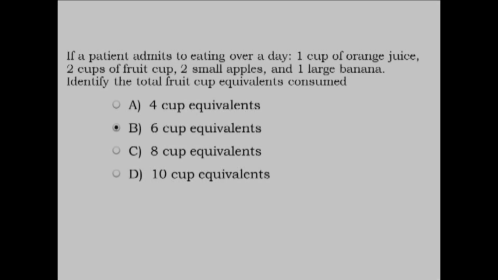Finally, the last question: if a patient admits to eating over one day 1 cup of orange juice, 2 cups of fruit cup, 2 small apples, and 1 large banana, identify the total fruit cup equivalent. Well, let's begin. 1 cup of orange juice is 1, 2 cups of fruit is 2, so that's 3 together. 2 small apples, that's 5, and 1 large banana, that's 6. So that's 6 cup equivalent.